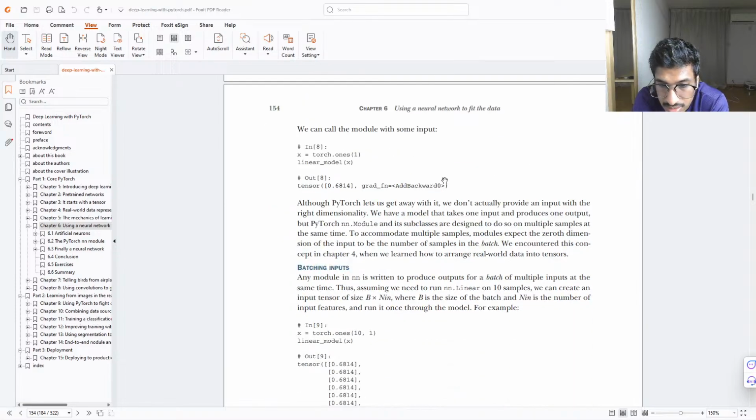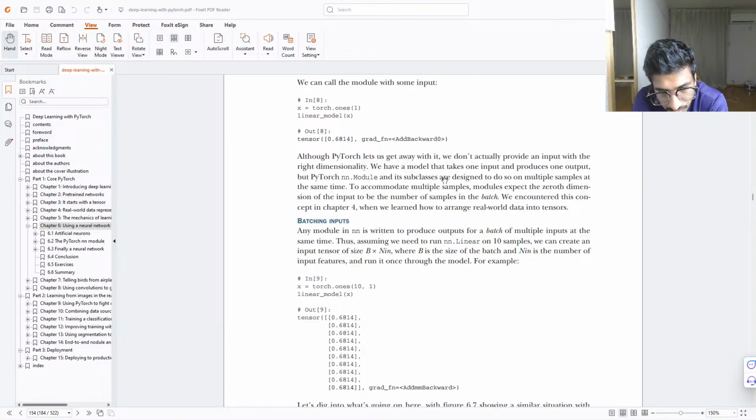Although PyTorch lets us get away with it, we don't actually provide an input with the right dimensionality. We have a model that takes one input and produces one output, but PyTorch nn.Module and its subclasses are designed to work on multiple samples at the same time. To accommodate multiple samples, modules expect the zeroth dimension of the input to be the number of samples in the batch. We encountered this concept in chapter 4 when we learned how to arrange real-world data into tensors.